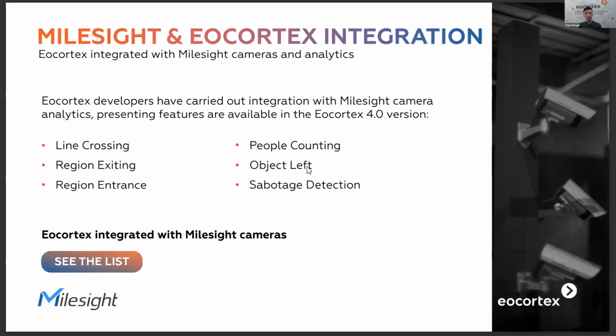Apart from that, as for video analytics, we also have Milesight Edge Video Analytics integrated in Eocortex VMS, particularly starting from our current version 4.0, and we are also preparing even more Milesight video analytics to be integrated in Eocortex VMS. For now, you can see 6 video analytics models from Milesight integrated in Eocortex, such as line crossing, region exiting, region entrance, people counting, object left, and sabotage detection.